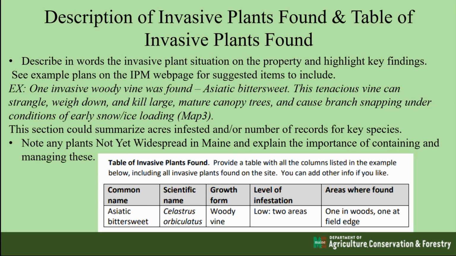Like we said before, it could be something that's found in New England, not yet here in Maine, that's invasive, but something to be on the lookout for. In this section, you're also going to include a table of the invasive plants found. I included the example below here for Asiatic bittersweet. It has the common and scientific name, the growth form, the level of infestation, and then where it was found on the property.